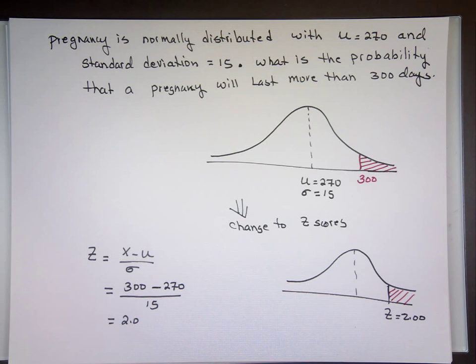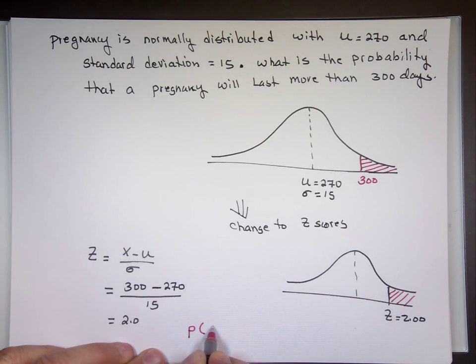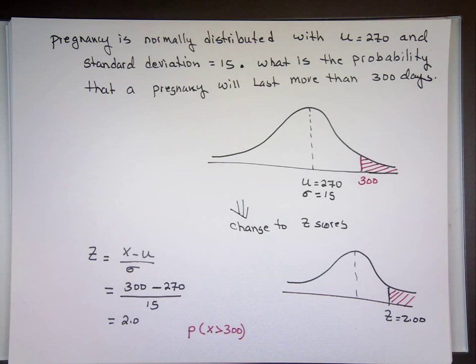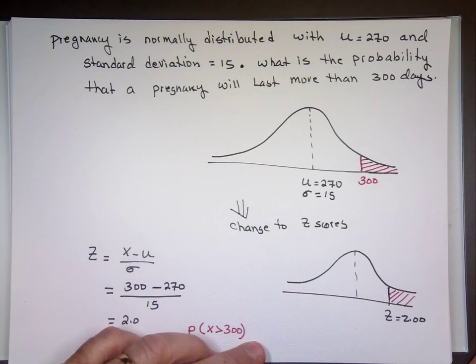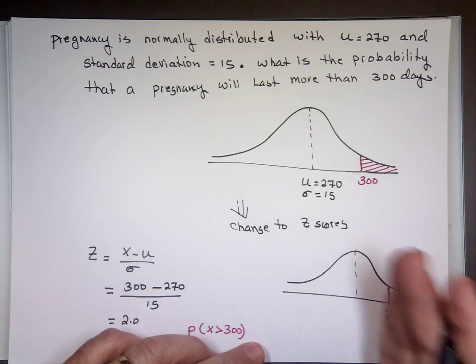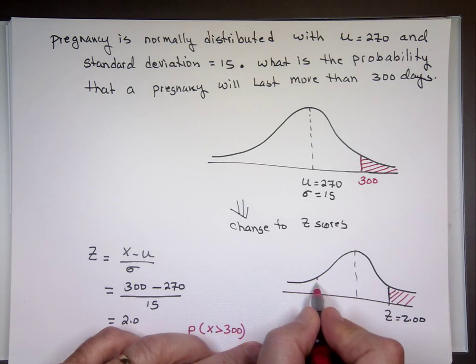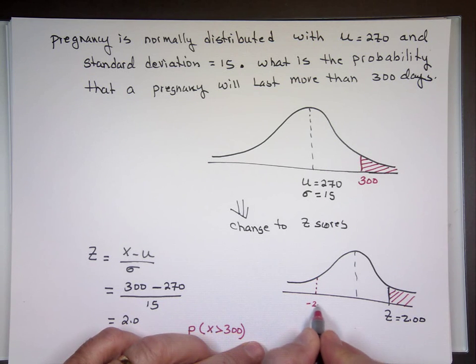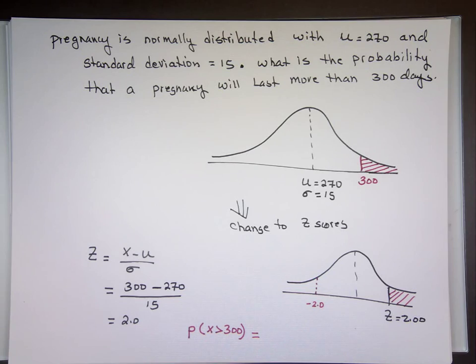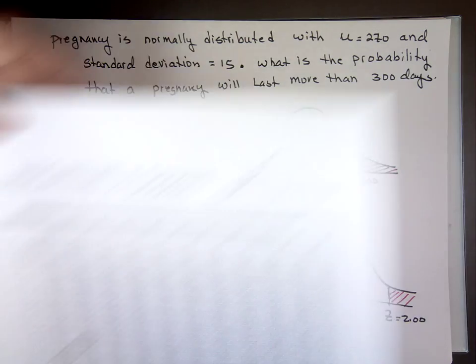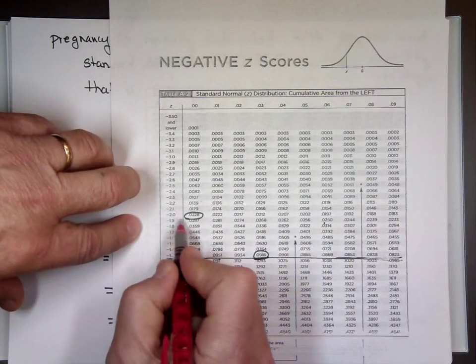What is the probability that the pregnancy will last more than 300 days? Well, you can use the negative z score of 2. I can use 1 minus that number or use symmetry. Remember, the area to the right of 2.0 is the same size as the area to the left of negative 2.0. So look at the negative z-score, negative 2.0, which is what? 0.0228.